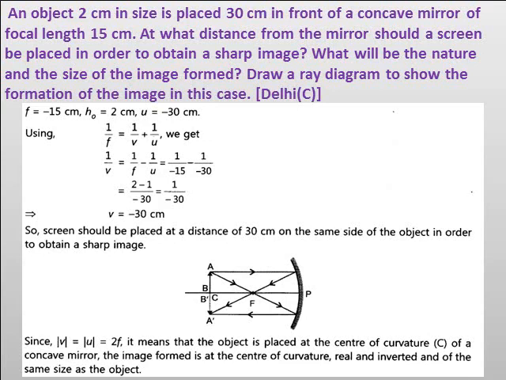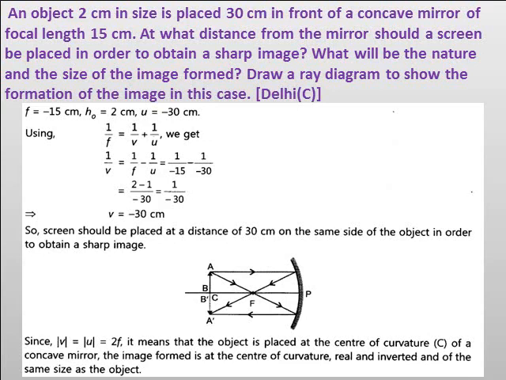What is the focal length? Focal length is 15 centimeter. It is a concave mirror. So, f is equal to 15 centimeter. And where is the object kept? It is at 30 centimeter. Compare 15 and 30. So, 30 is nothing but twice the distance of 15. So, 15 times 2 is 30. So, when the focal length is 15 centimeter, object is kept at 30 centimeter, which is nothing but at the point C of the mirror, center of curvature of the mirror.